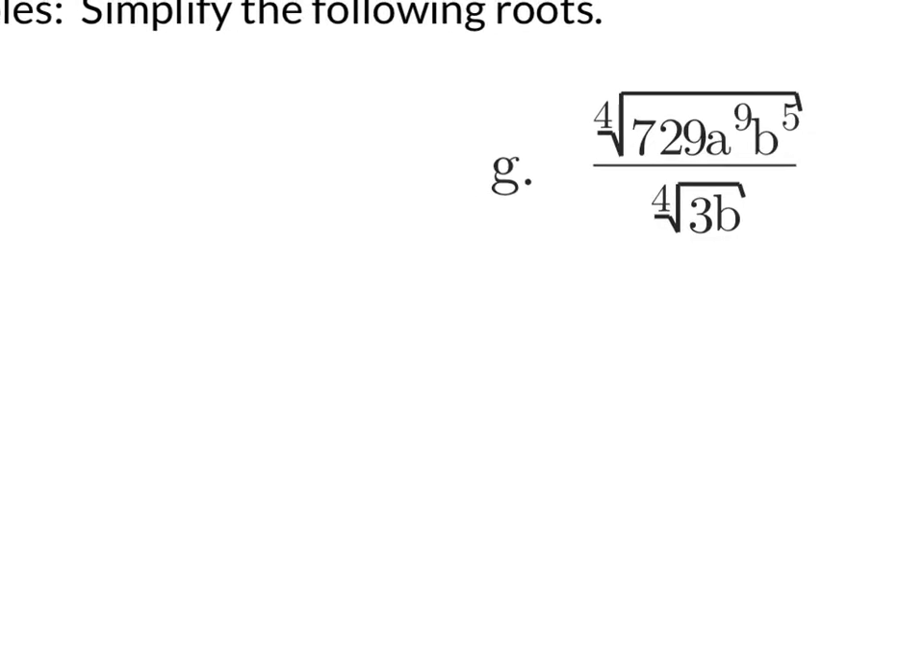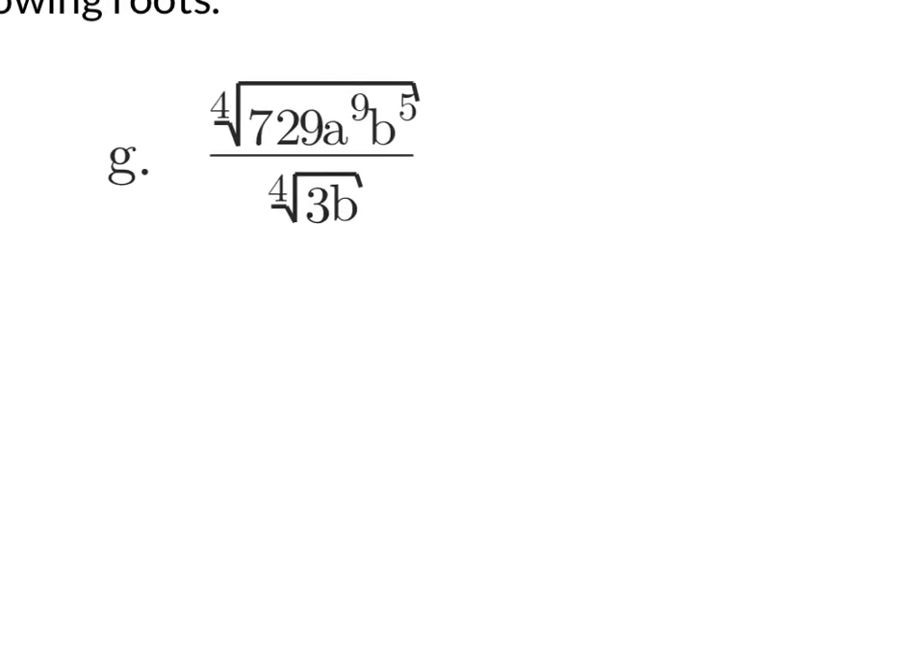All right, let's look at example G. Example G, we have the 4th root of 729, a to the 9th, b to the 5th, over the 4th root of 3b. So the first thing I'm going to do is combine this into a single root. If we go ahead and divide, I can combine my insides. 729 divided by 3 is 243.